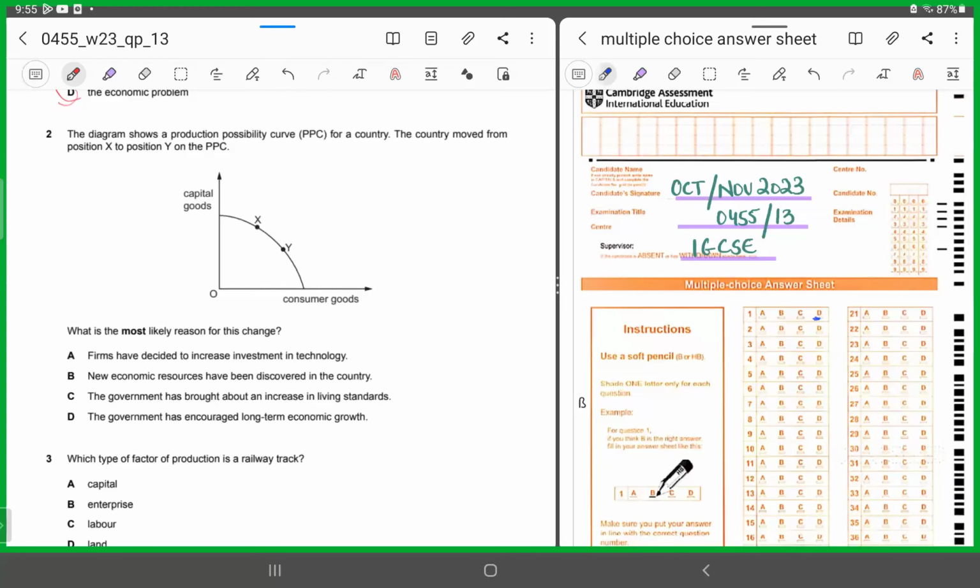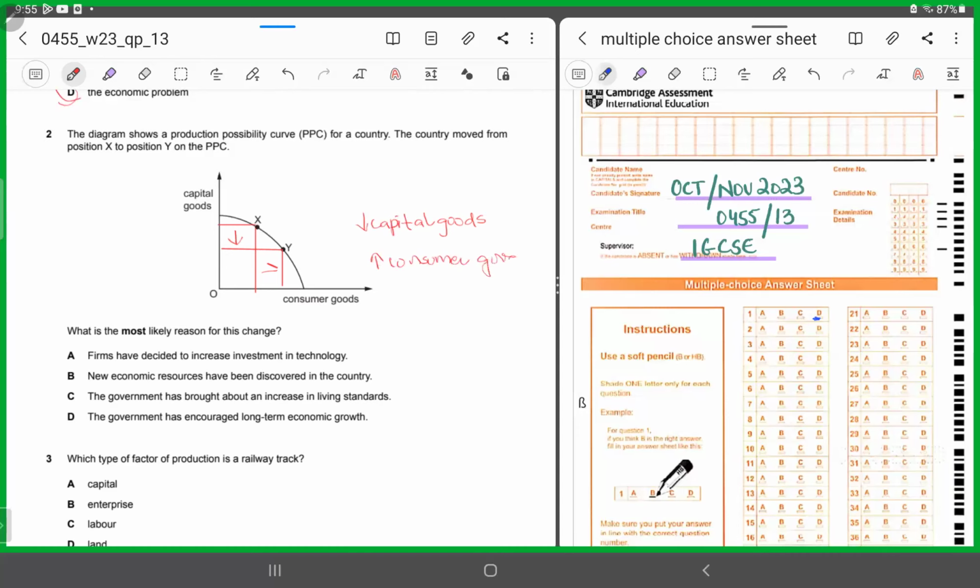So let's draw it. We are moving from X towards Y. Movement from X towards Y means that now you are foregoing capital goods and producing more consumer goods. So capital goods are basically decreasing in quantity, and the country is opting to produce more consumer goods, right?